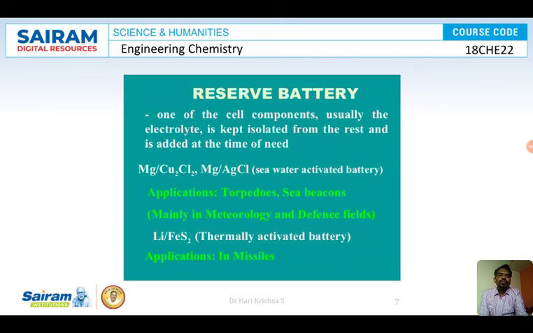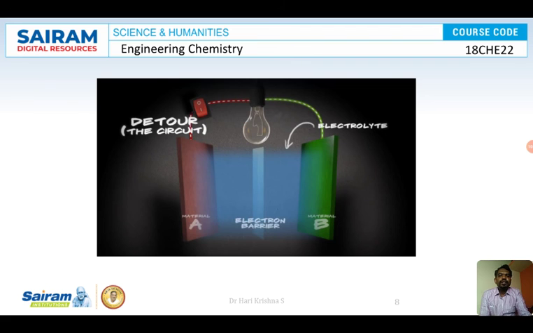There is a small animated video. Just watch how a battery works. Here's how it works.